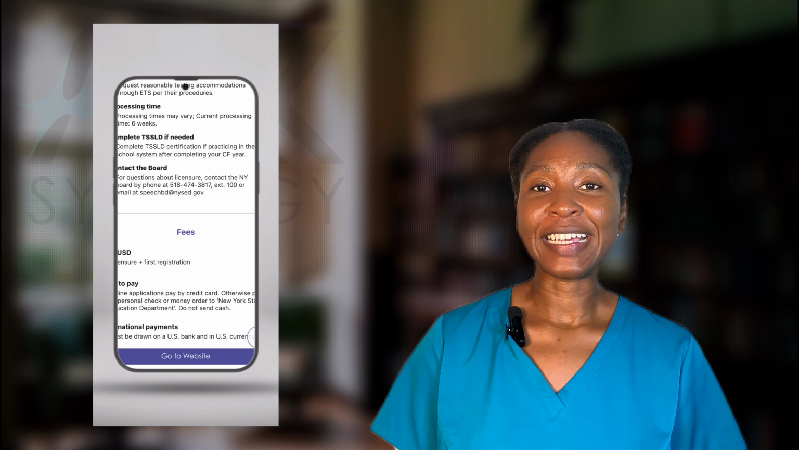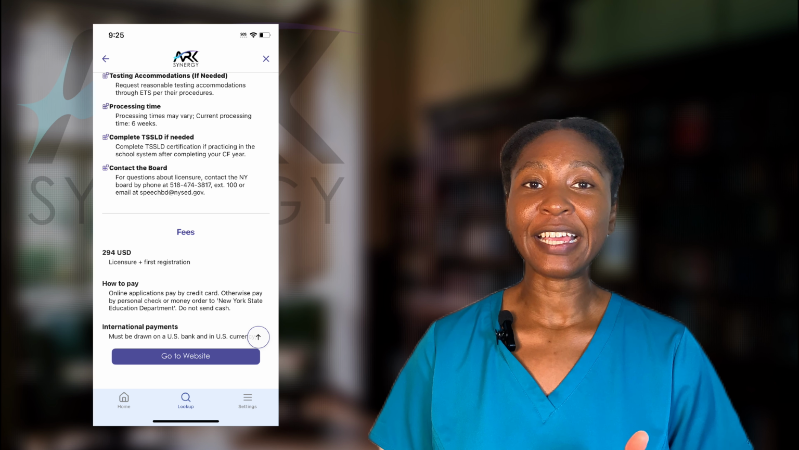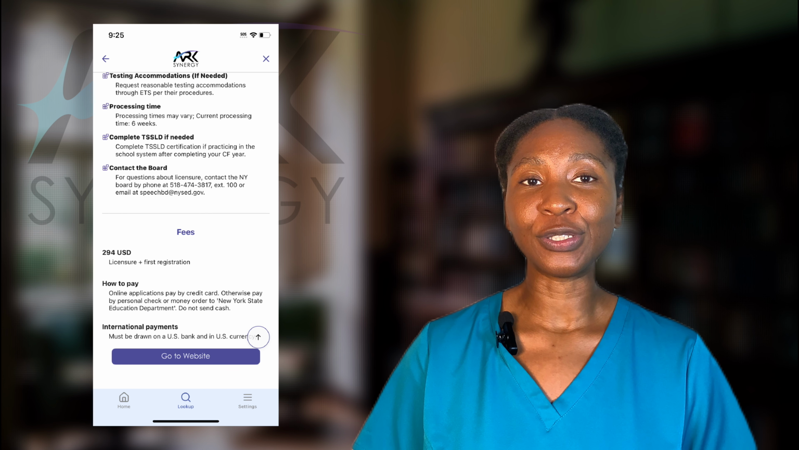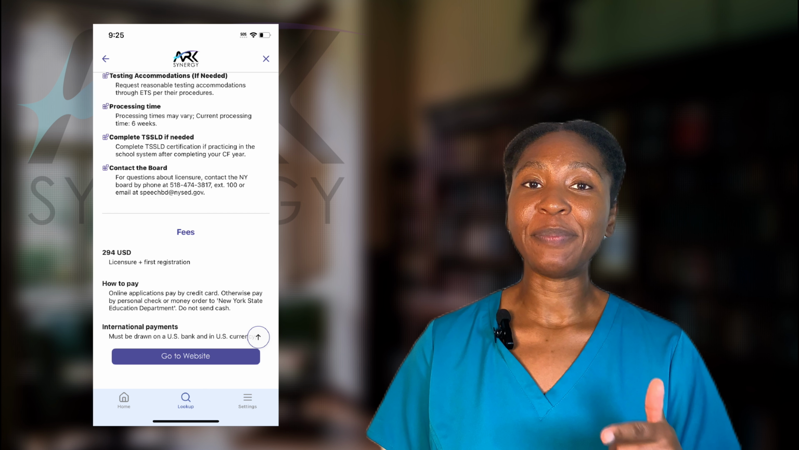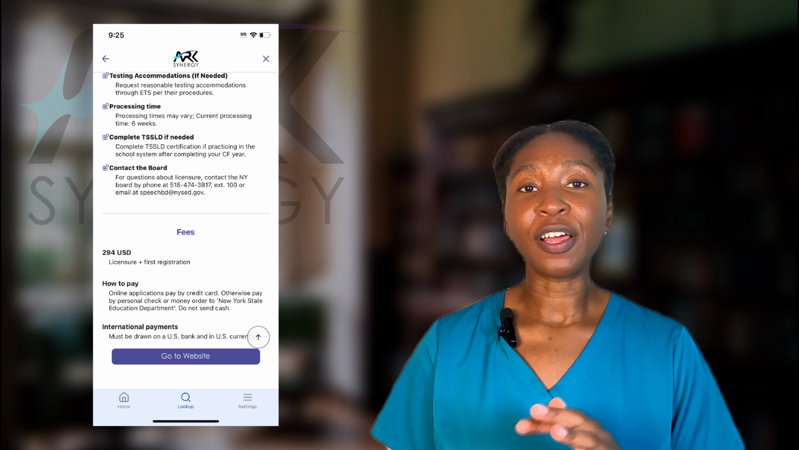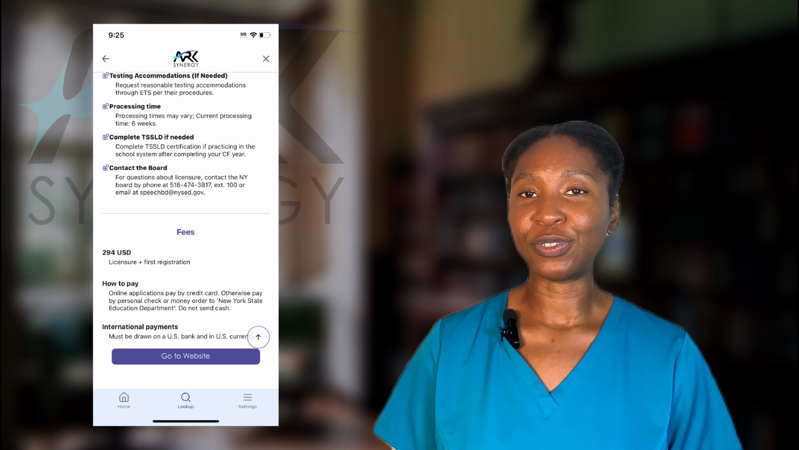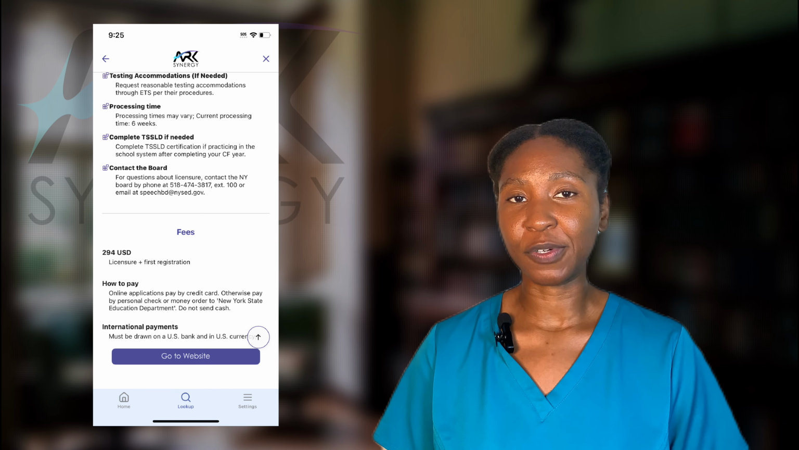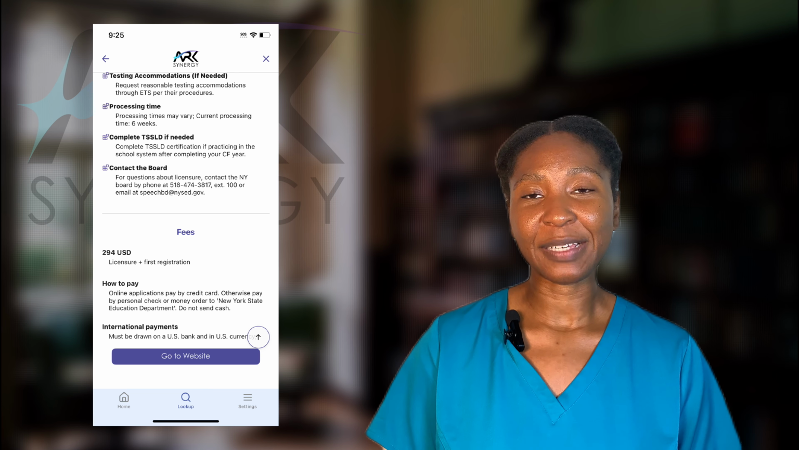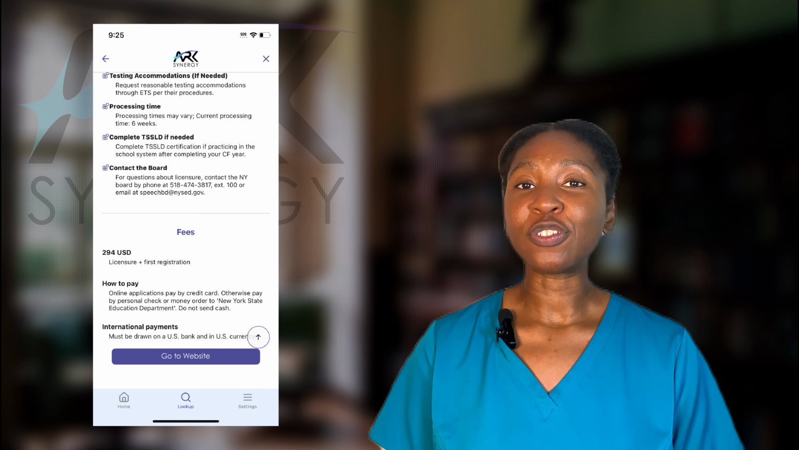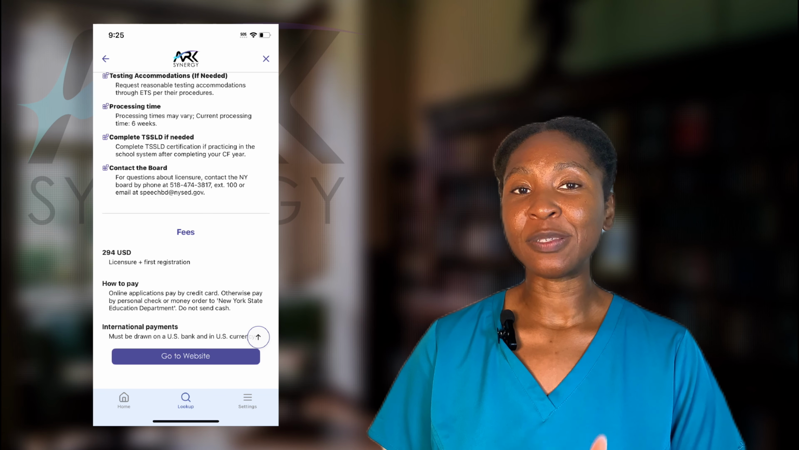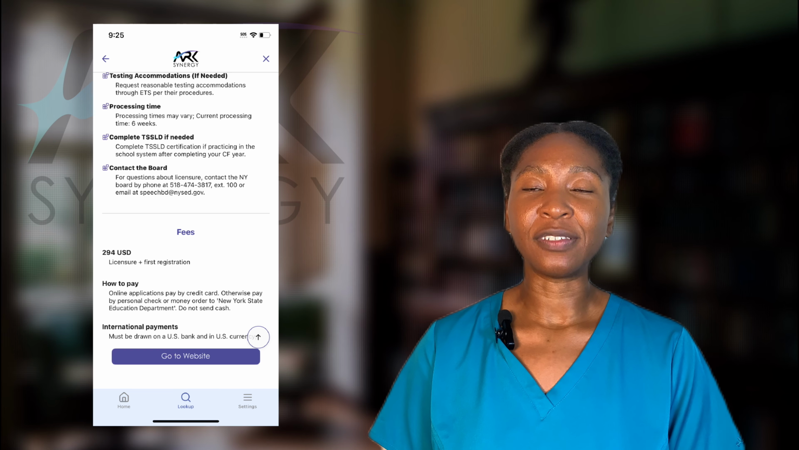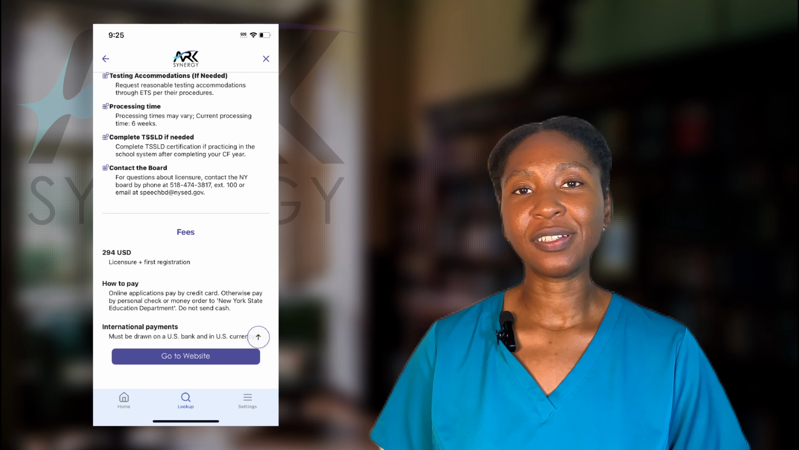The fee for licensure for a CF license and first registration is $294. Online applications may be paid by credit card. Other applications require personal checks or money orders payable to the New York State Education Department. Cash is not an accepted form of payment. International payments must be drawn on a U.S. bank in U.S. currency. Applicants who withdraw may be eligible for a partial refund.